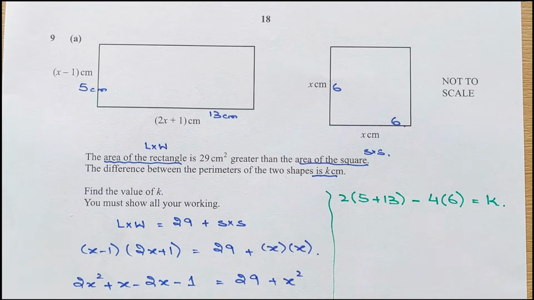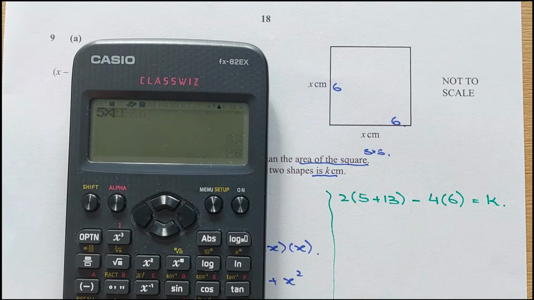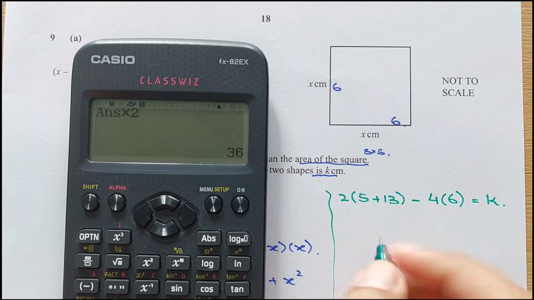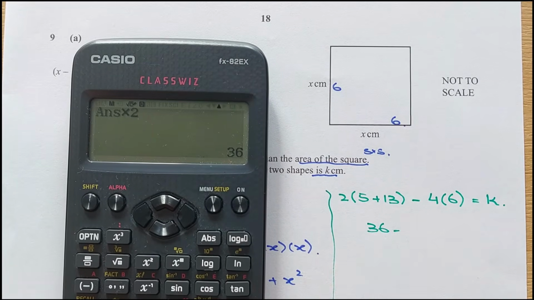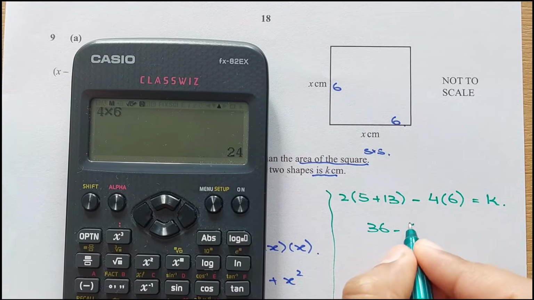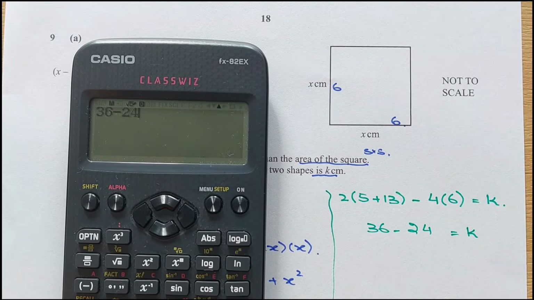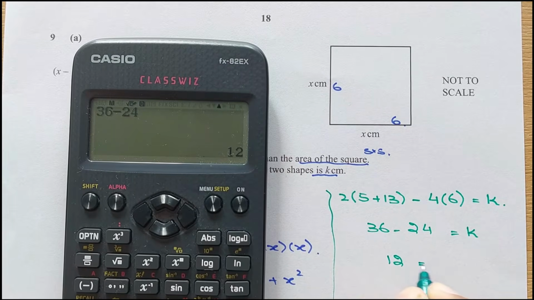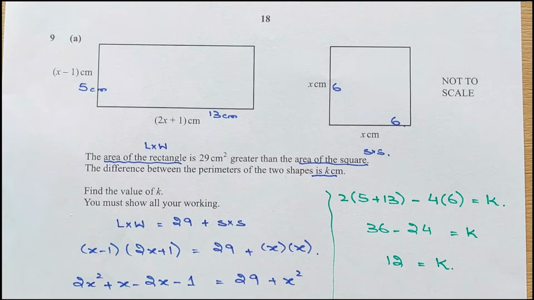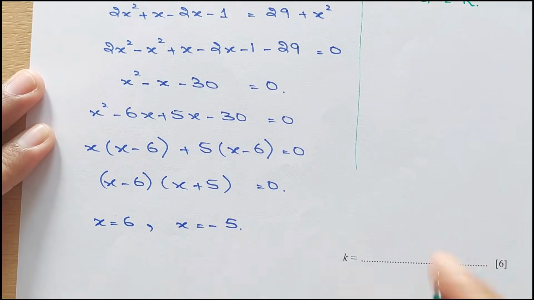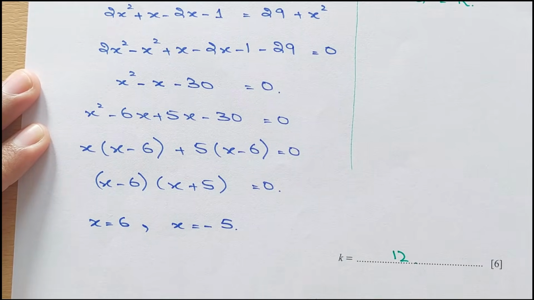So let me simplify this. 5 plus 13 and times by 2, this is 36. Subtract 4 times 6 is 24. This is equal to k. And 36 minus 24 is 12. So the k value is 12. So k equals 12, right?